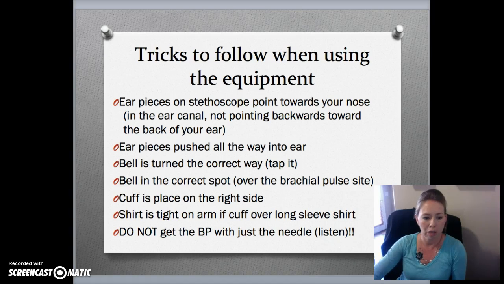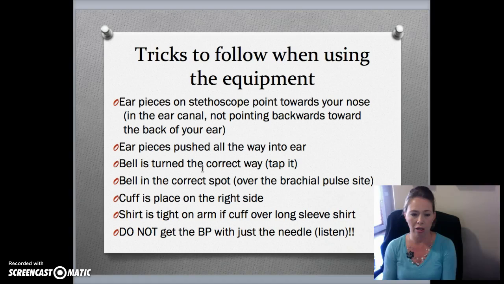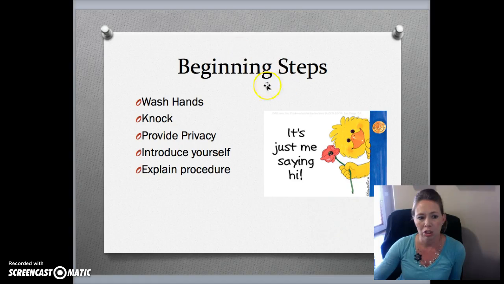Make sure your cuff is on the right side. Shirt is tightly against the arm or pulled up. And make sure you're watching or listening for your blood pressure sounds and not watching the needle. Okay? The beginning steps in blood pressure is wash your hands, knock, then provide privacy, introduce yourself, explain procedure.